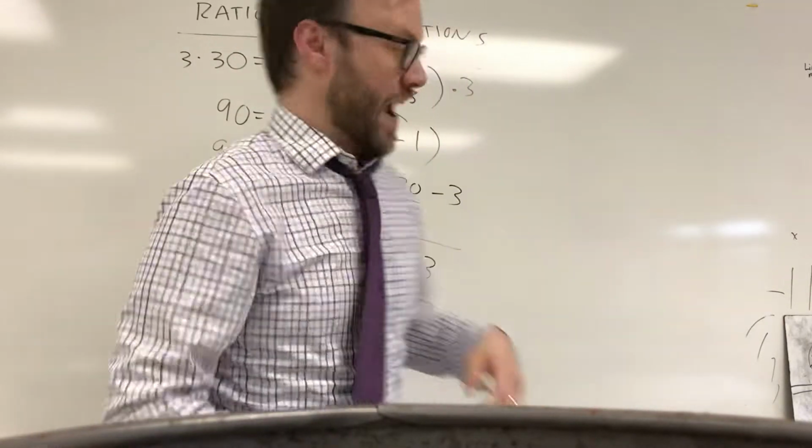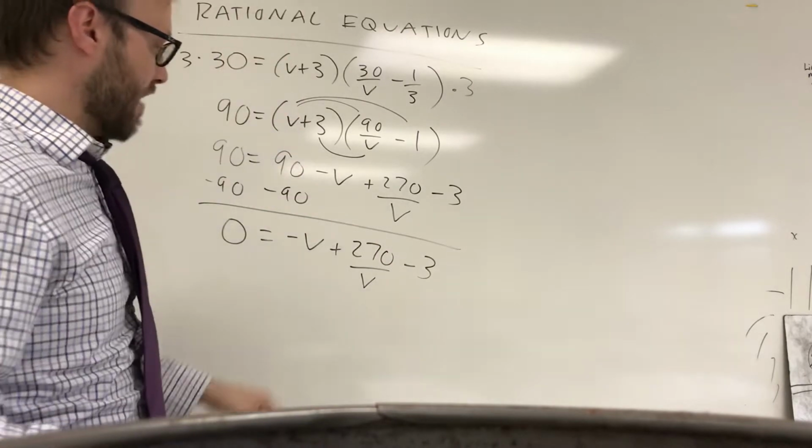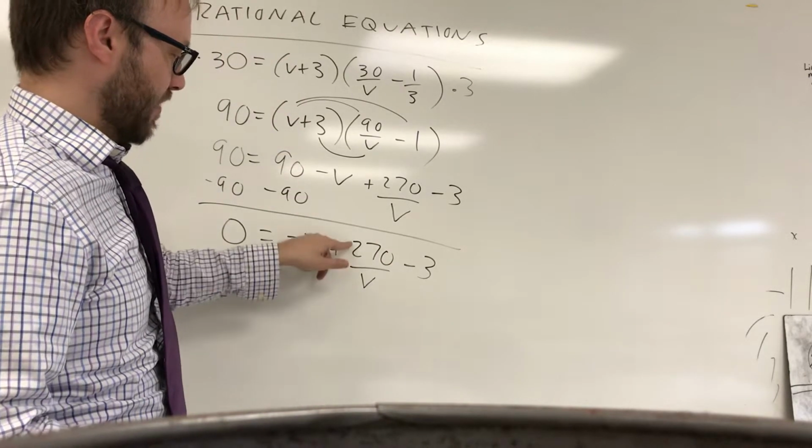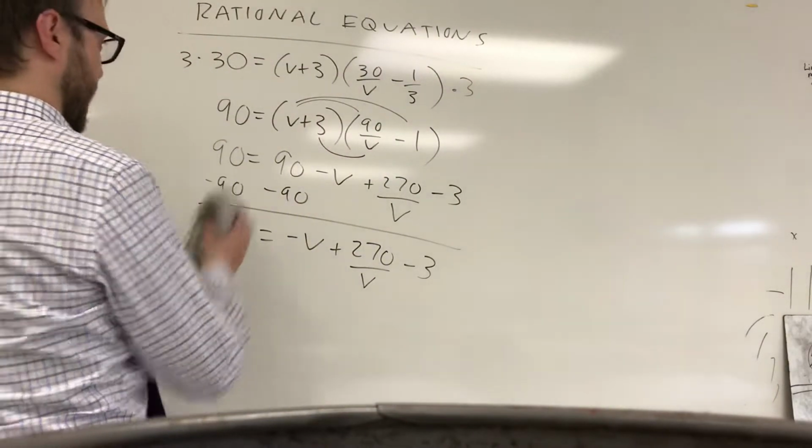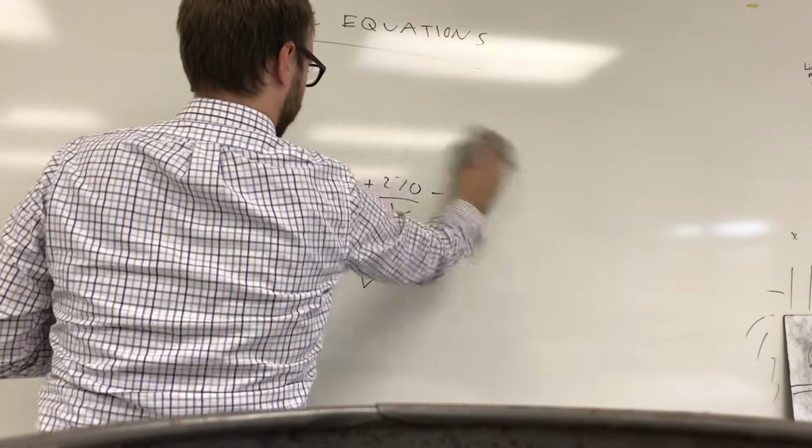Okay, and here's the point where I have a couple of different routes I can go. This is going to create a rational equation. Okay, in other words, I have a variable that's a ratio, a variable that's a fraction here. And I've got a couple of different ways to be able to solve this.